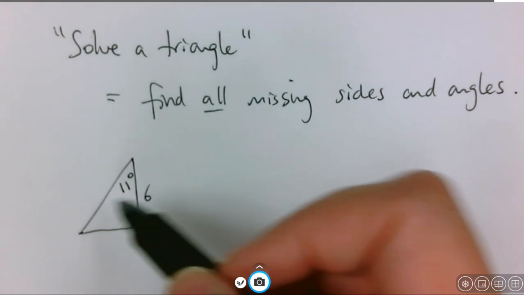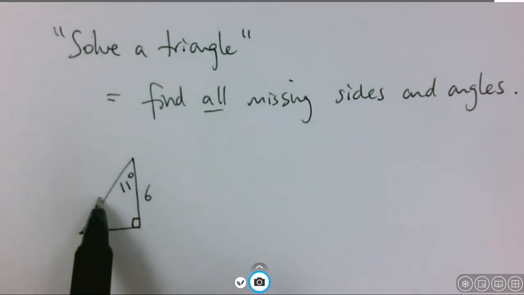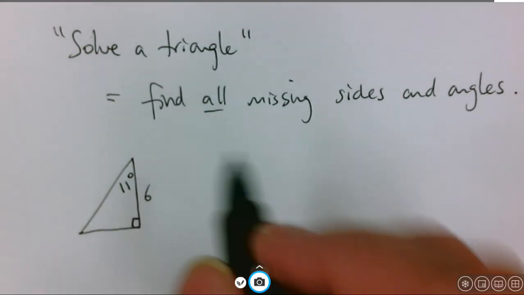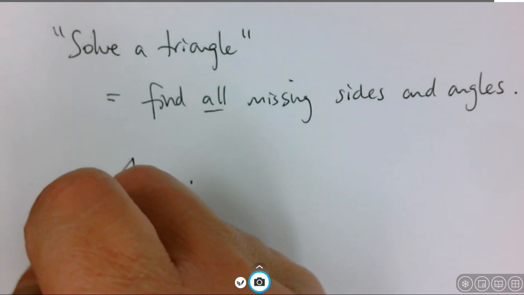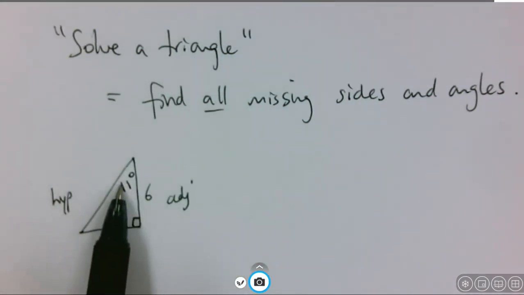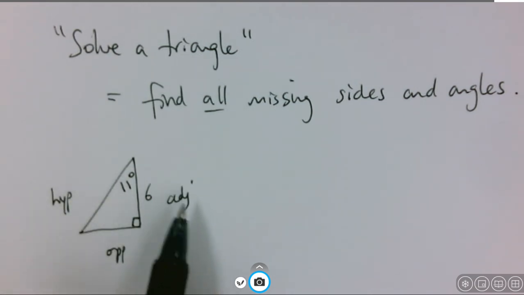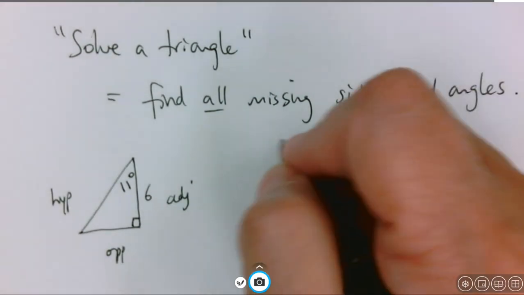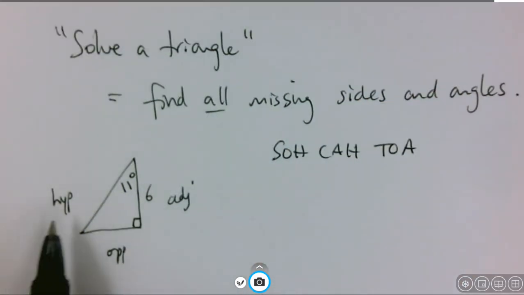Maybe I'll find the hypotenuse first. From the 11 degrees, I can label this adjacent, this opposite, and this hypotenuse. If I want to find the hypotenuse, I'm going to use the 11 degrees, and I have adjacent, and I need hypotenuse. So adjacent and hypotenuse would be cosine. And then that would help me to find this one.